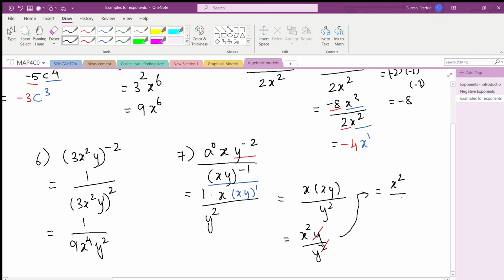x squared over y. Yes, you could have applied the quotient law. You will get the same answer, but I'm trying to introduce something to make your life a little easier. Hopefully in class when we meet, we can have more examples where we can cancel terms out.